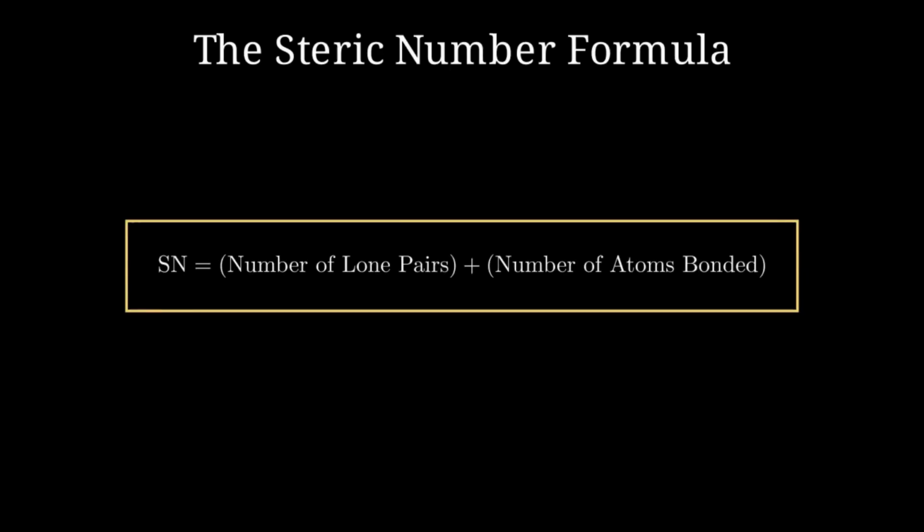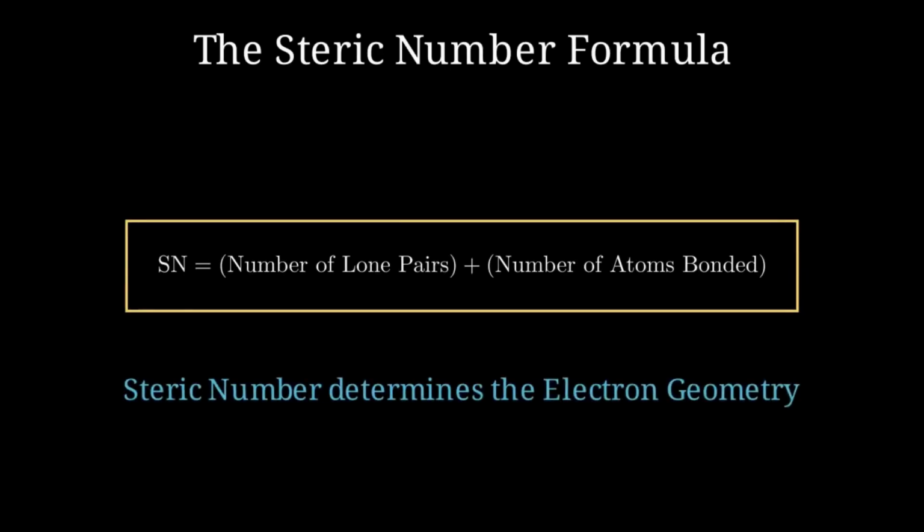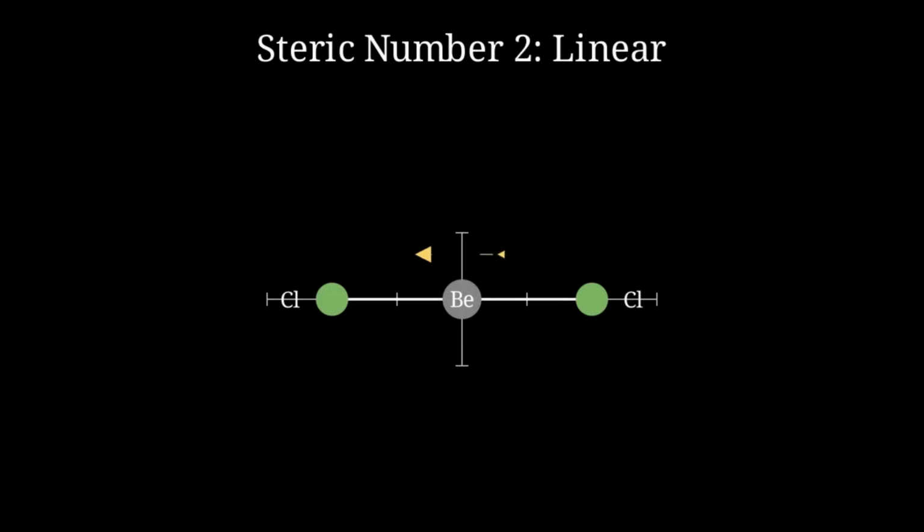This is simply the sum of the number of lone pairs on the central atom and the number of other atoms bonded to it. When the steric number is 2, the electron pairs move to opposite sides. This results in a linear geometry with a bond angle of exactly 180 degrees, as seen in beryllium chloride.